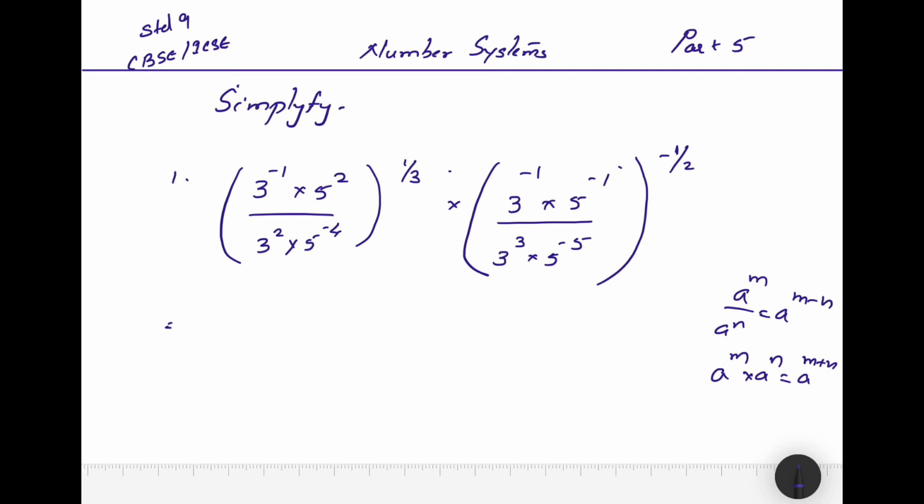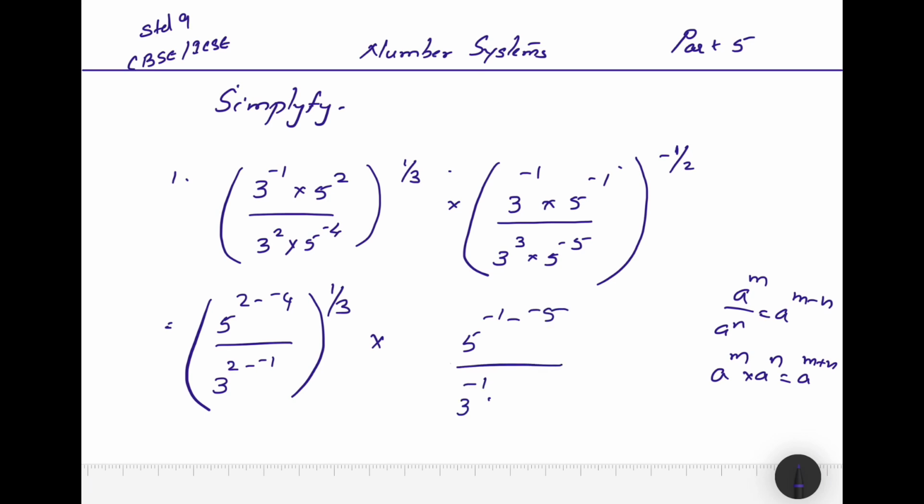So 5 to the power of 2 minus 4 by 3 to the power of 2 minus 1, the whole to the power of 1 by 3, into now 3 to the power of minus 1 minus 3, or you can bring it down so that it is positive. 5 to the power of minus 1 minus 5 by 3 to the power of minus 1 minus 3, the whole to the power of minus half. You can also write everything in the numerator.